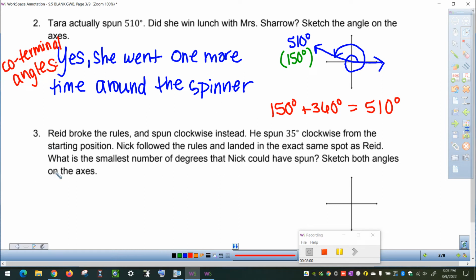And it's really easy to find co-terminal angles. Whatever your original angle measure is, you can add 360 degrees, which is just what we did here. Or you could subtract 360 degrees if you wanted to go the other direction. So think about this. If we were to start with 510 and then subtract 360, it's going to get us back to 150.